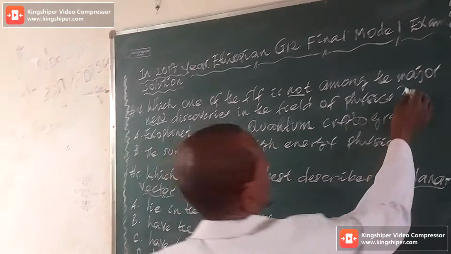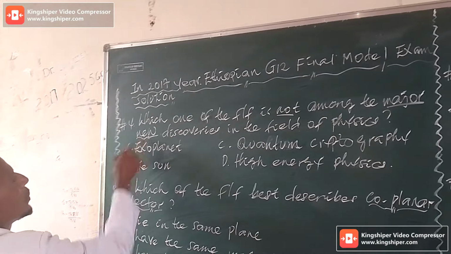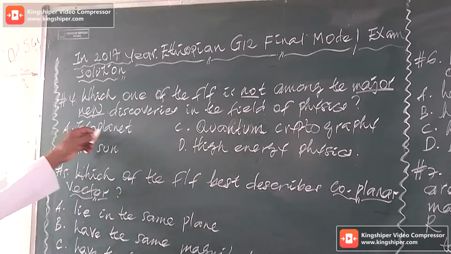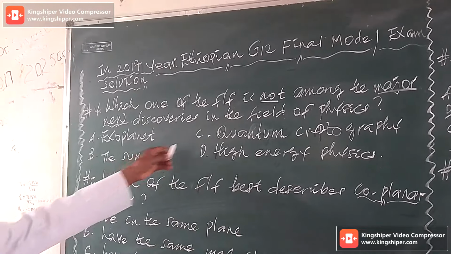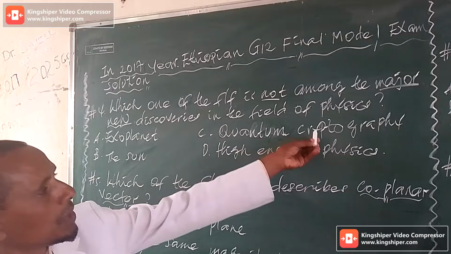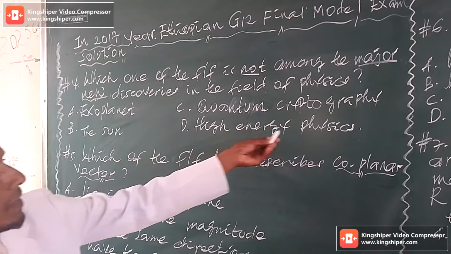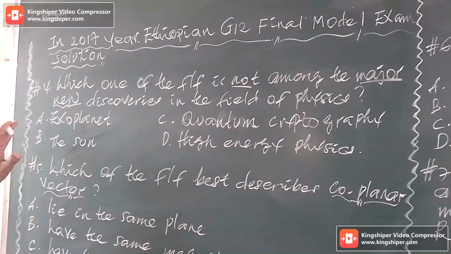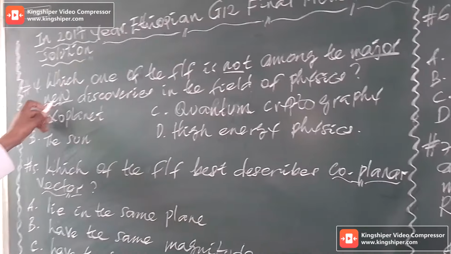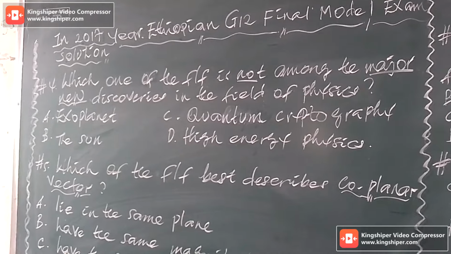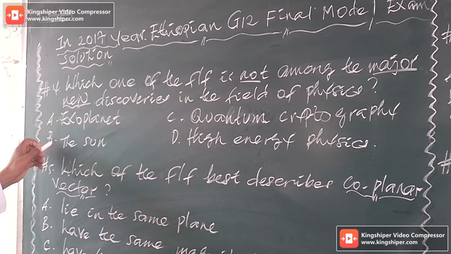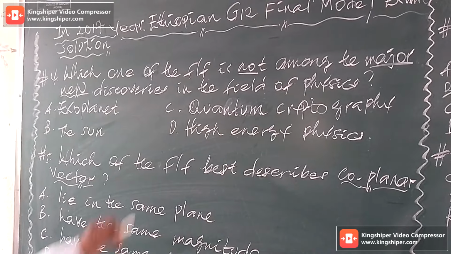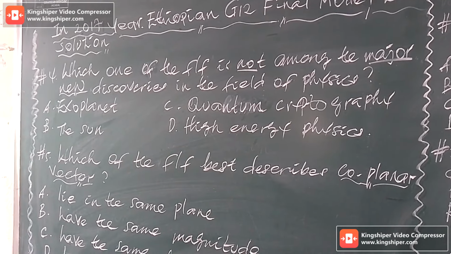Which of the following is among the major new discoveries in the field of physics? Choice A, exoplanetary. Choice B, the sun. Choice C, quantum cryptography. Choice D, high energy physics. From the given alternatives, we need the one that is not directly related to the new discoveries in the field of physics.